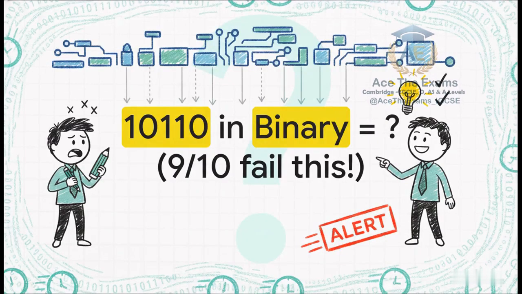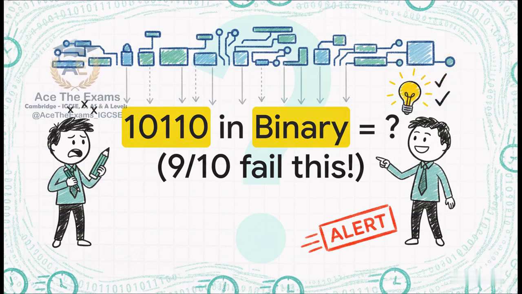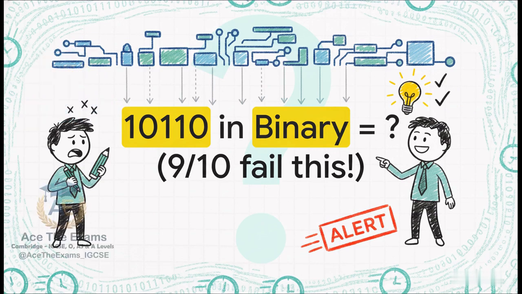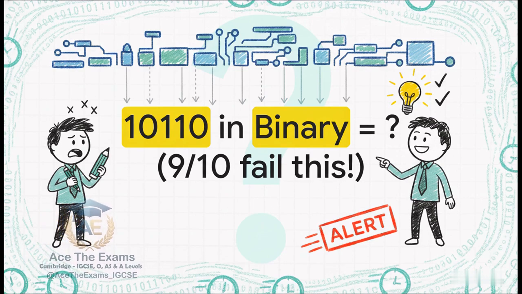Take a look at this classic trap right here, 10, 11, 10 in binary. What is that in our standard denary numbering system? Believe it or not, 9 out of 10 students actually get this exact binary conversion wrong under exam pressure. They rush it, they misalign the columns, and it quietly costs them an incredibly easy grade. Let me show you exactly where that error creeps in before you make it on exam day, because honestly, once you see the mistake, doing it the correct way becomes almost impossible to forget.